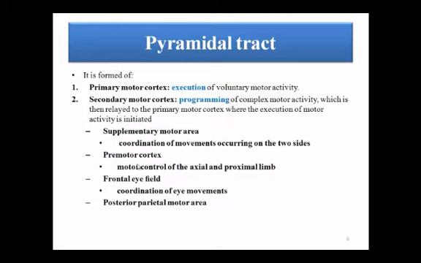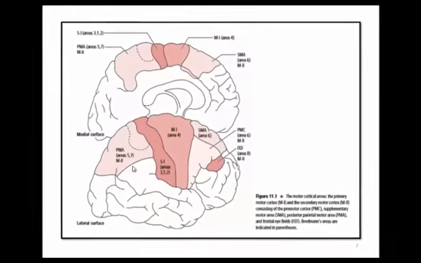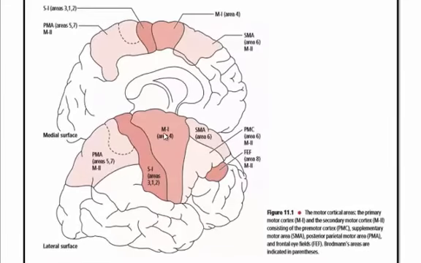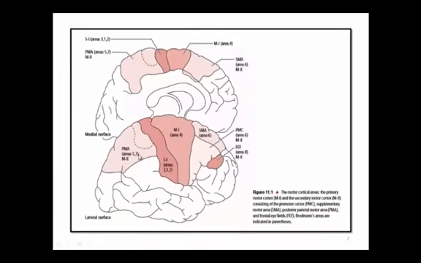So what are the areas of the brain that contribute to the secondary motor cortex? They are the supplementary motor area, which is responsible for coordination of movement occurring on the two sides of the body; the premotor cortex, for motor control of the axial and proximal limb; the frontal eye field, responsible for coordination of eye movement; and the posterior parietal motor area. And these are the areas we have here: primary motor cortex, this is the supplementary motor area, this is the premotor cortex, this is the frontal eye field, and this is the posterior parietal motor area.